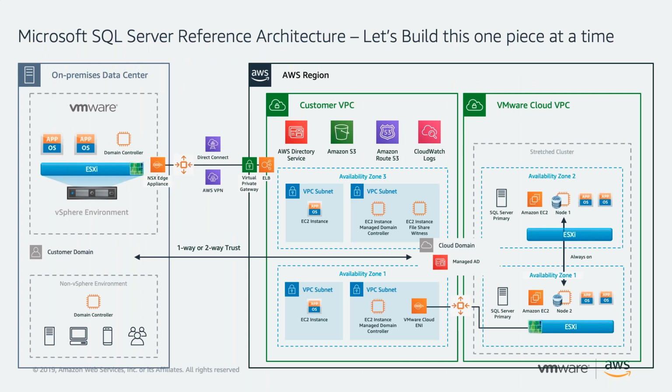So we'll go through that in this high-level reference architecture. We have on the very left side our on-premise data center, and then we have an AWS region, and there we have a customer VPC, which is in an AWS account that you own and manage. There's also on the right a VMware Cloud VPC, and that is in an AWS account that VMware owns and manages on your behalf.